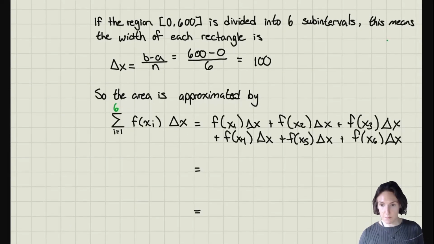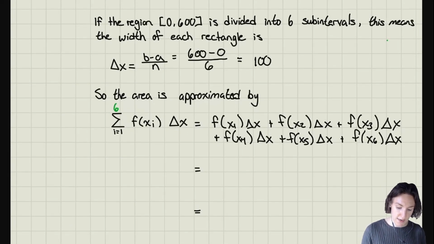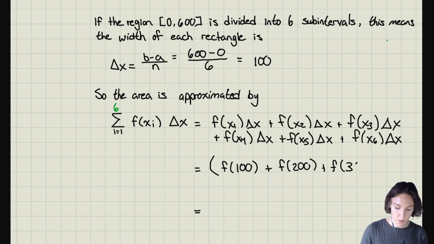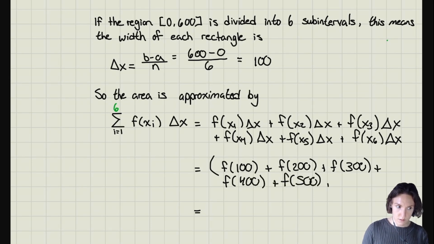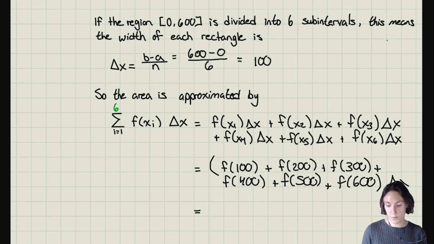Something we can do to make it easier to write down is, because they're all multiplied by delta x, I'm going to factor that out. The top of my first rectangle, we're going to plug in 100. Then we'll plug in 200, 300, 400, then 500, and then 600. And then we can multiply all of them by delta x.